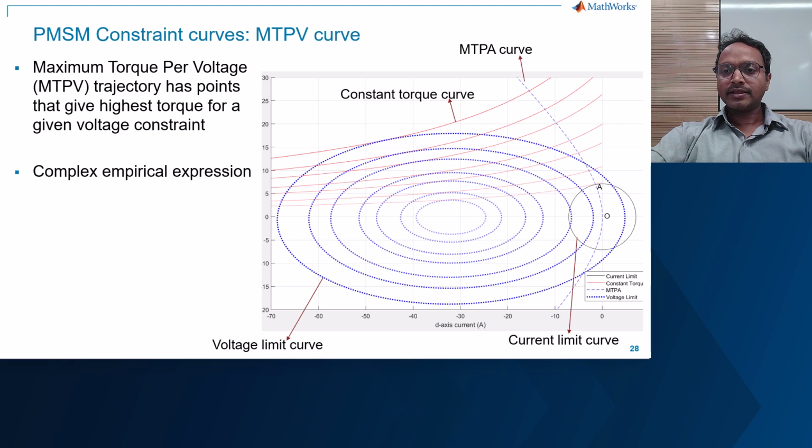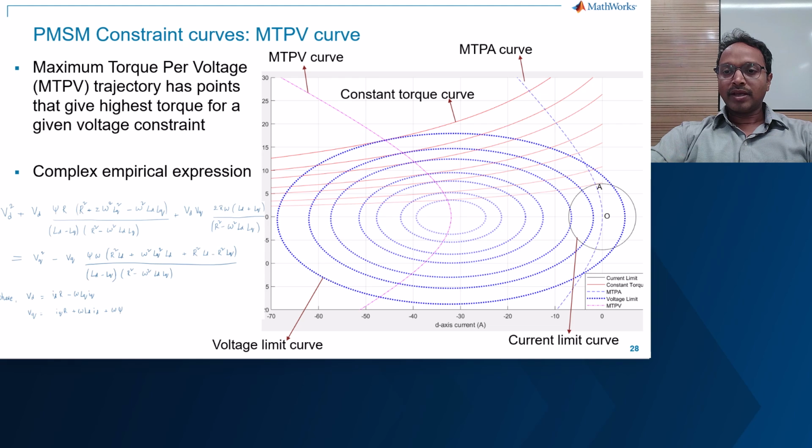The tangential intersection means that when the motor is operated at this speed, as long as the motor's current limit supports, the voltage limit curve will have a single point that supports the demanded torque. That means this is the maximum torque that can be supported with a given voltage constraint at the operating speed. When we join all the tangential points, we obtain the magenta curve, which is what we call the MTPV curve.